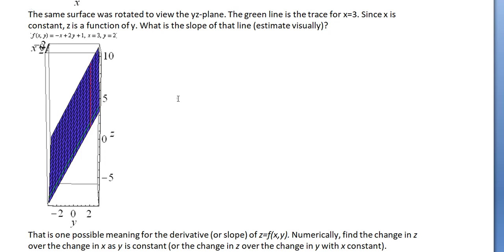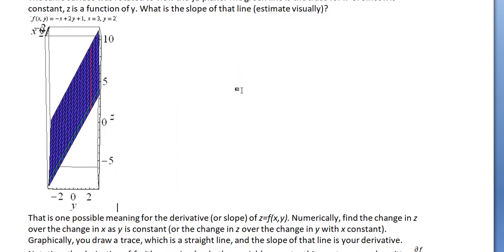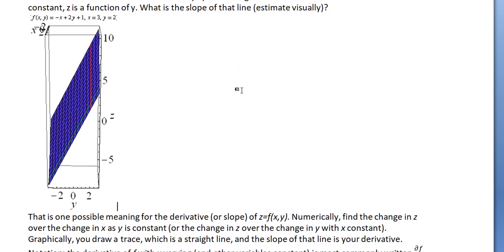So this is one possible meaning for the derivative of z equals f of xy. Numerically, we can find the change in z over the change in x as y is constant, or vice versa, the change in z over the change in y with x being constant. Graphically, you can draw a trace line, which in this case is a straight line, and the slope of that line is your derivative. So that's what a derivative could be.